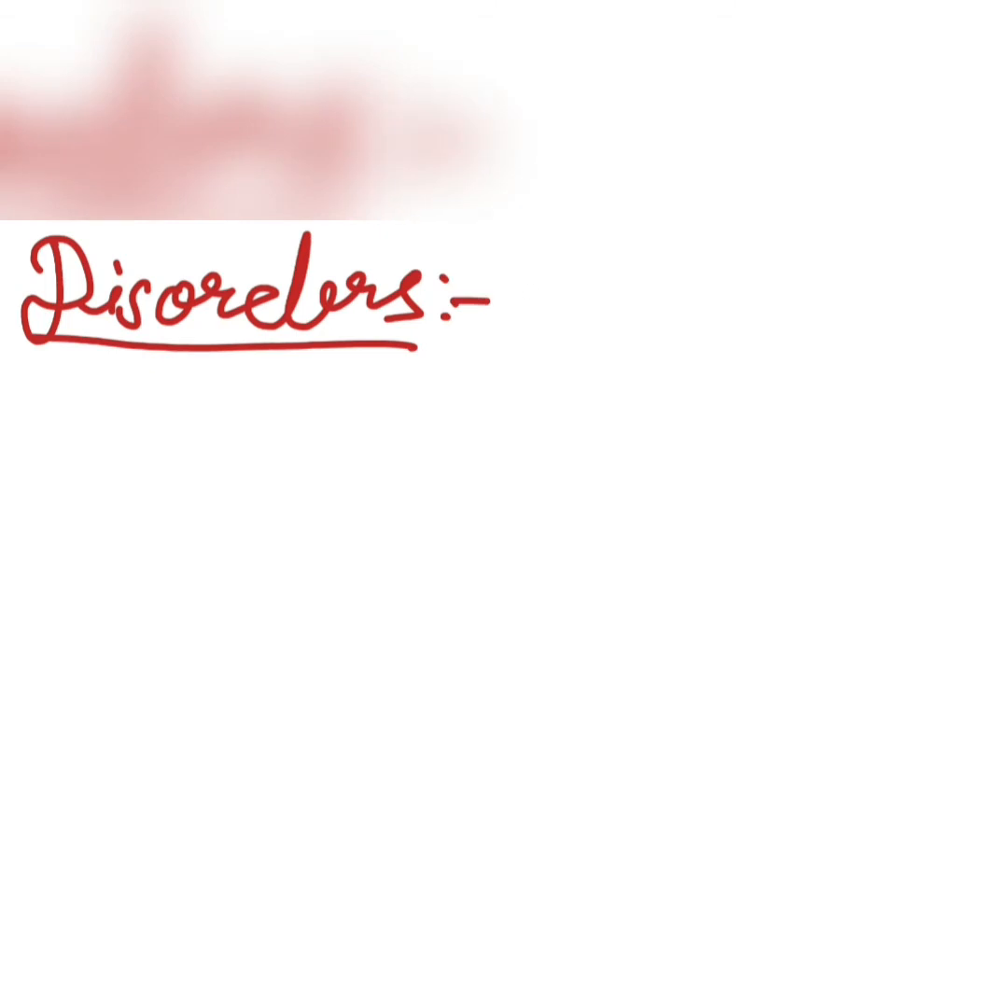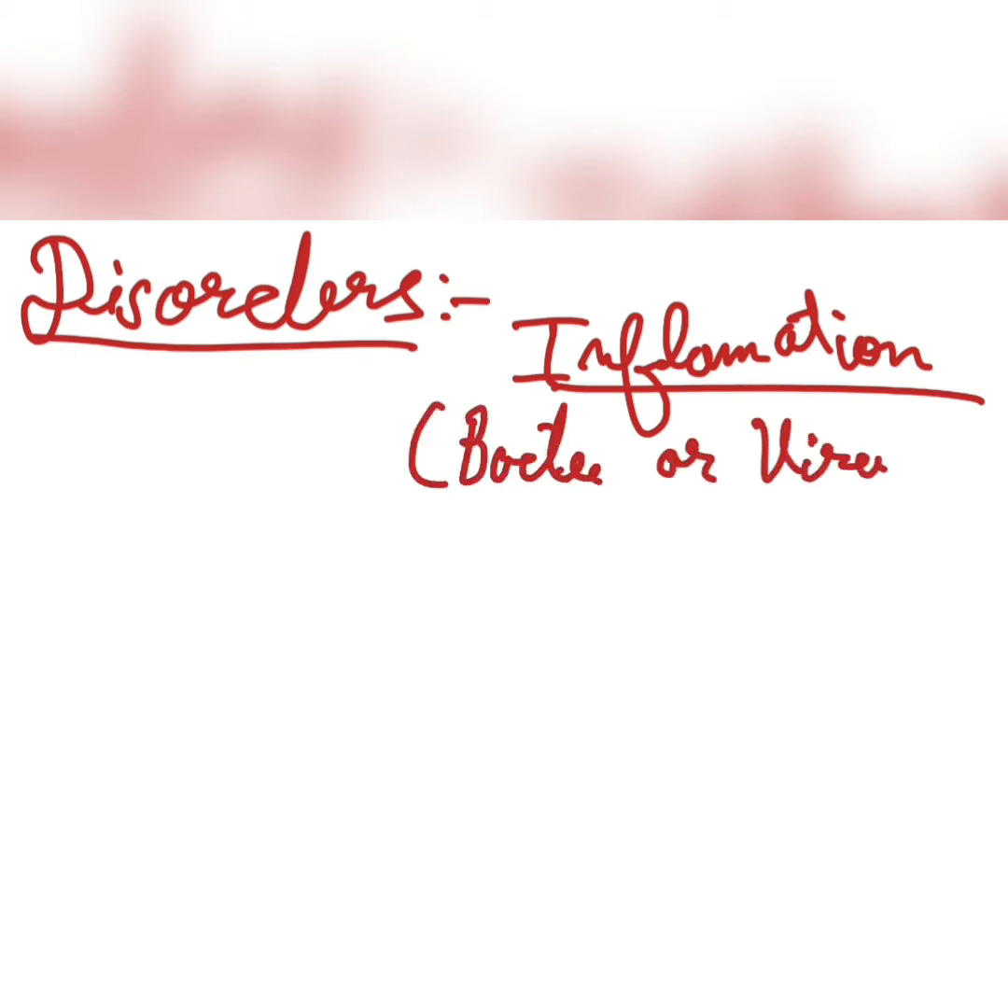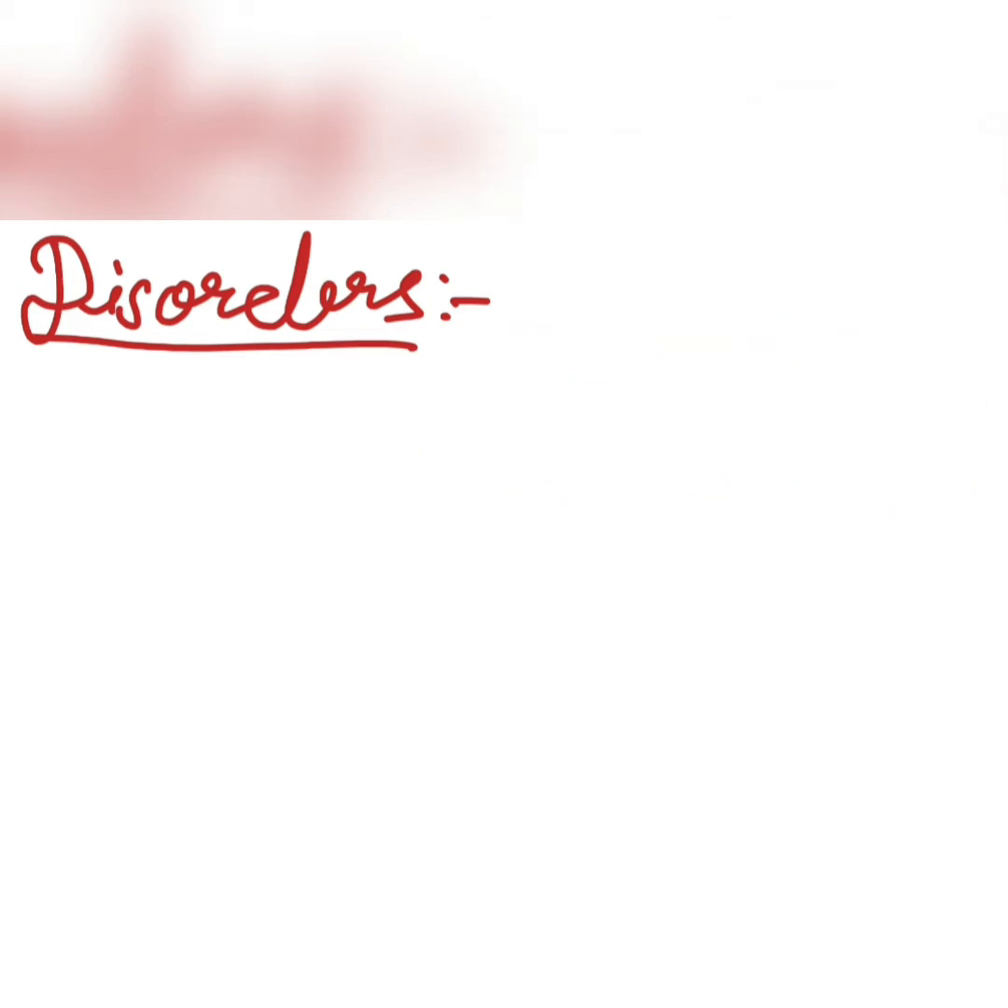And our first disorder is inflammation. Inflammation of the intestinal tract is the most common ailment due to bacterial or viral infection. These are the two main reasons because of which inflammation of the intestinal tract occurs. And the second is infection. Now the most common cause of infection is worms.